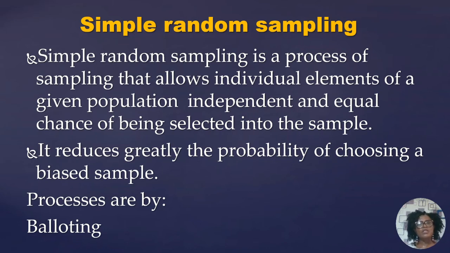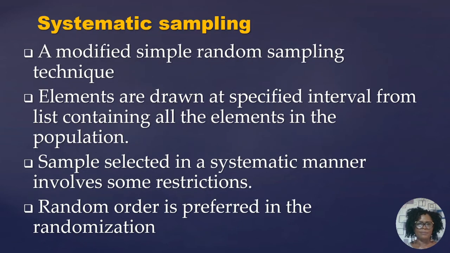Some can say by tossing of coins. That is workable when you have a small population you want to choose from. So you give the numbers, like a Ludo seed that has 1 to 6. If you toss and the number that is up is 5, then that is number 5. You toss again. If you get number 2, you pick number 2. By so doing, you do simple random sampling without any bias in it.